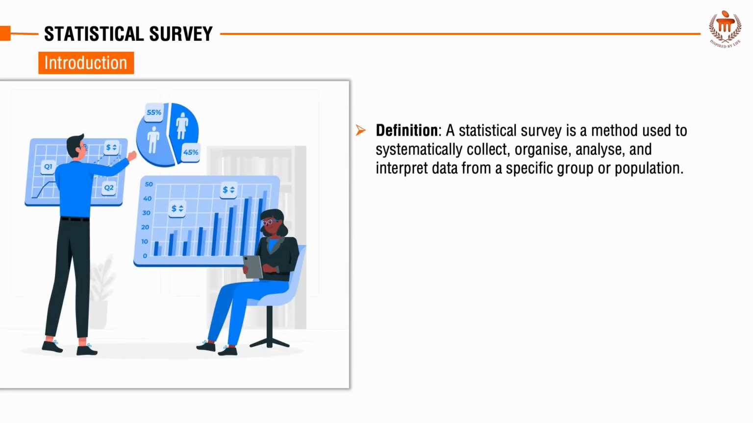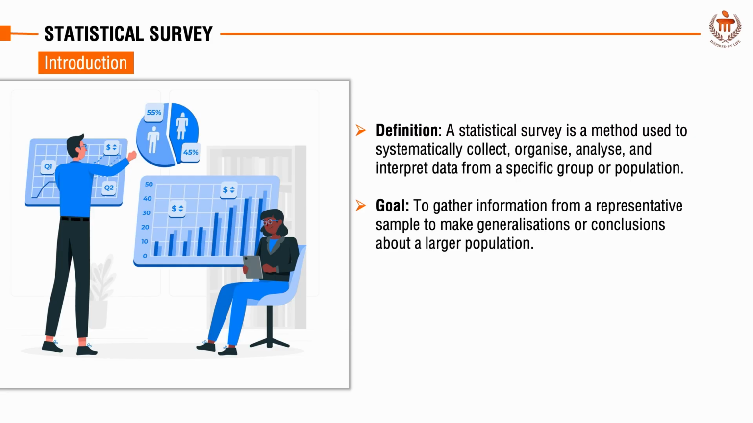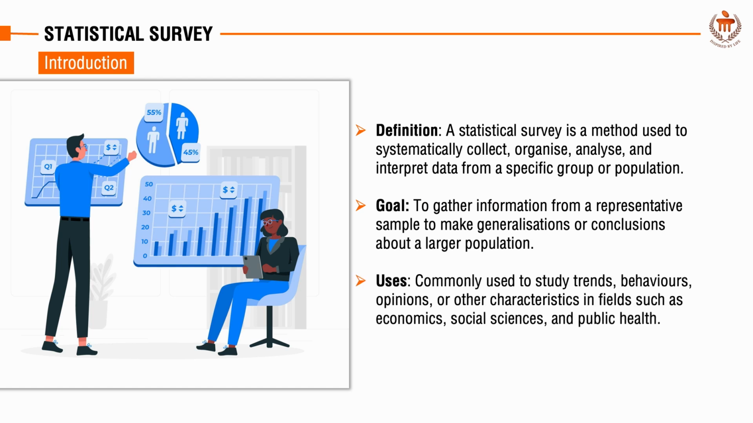A statistical survey is a systematic method used to collect, organize, analyze, and interpret data from specific groups of the population. The primary goal of a statistical survey is to gather information from a representative sample in order to make generalizations or draw conclusions about the larger population. This approach allows researchers to study trends, behavior, opinions, and other features in an organized and evidence-based manner.